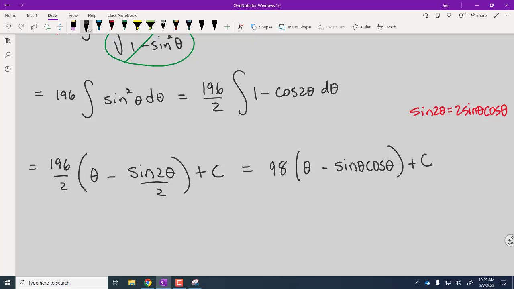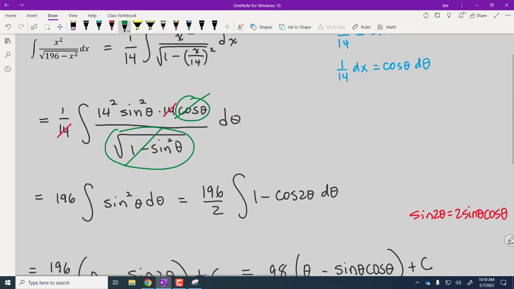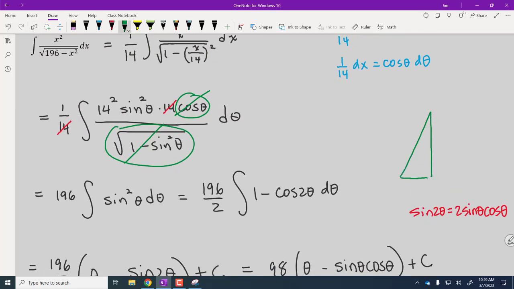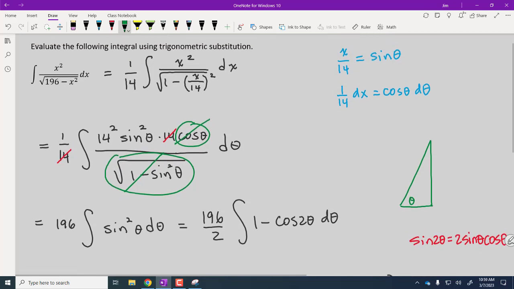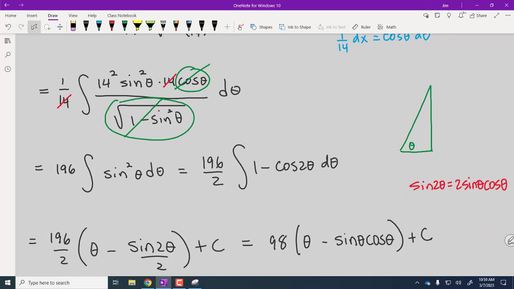Now we're ready for the cool triangle. Cool triangle coming. So draw this right triangle as if it lives in quadrant 1. And sine of theta is x over 14. So where should the x go? Rise, run, hypotenuse. Rise and hypotenuse. X and 14. All right, so that tells us that's a picture of sine theta being x over 14. Opposite over hypotenuse for sine.